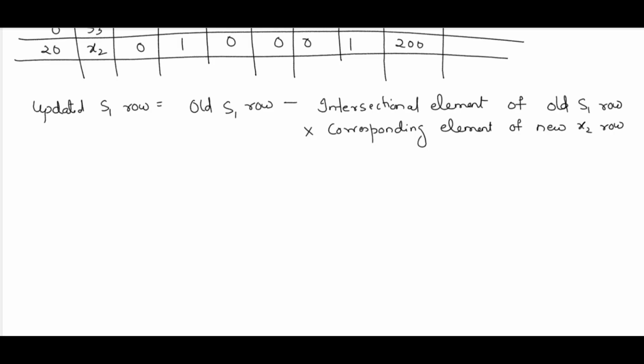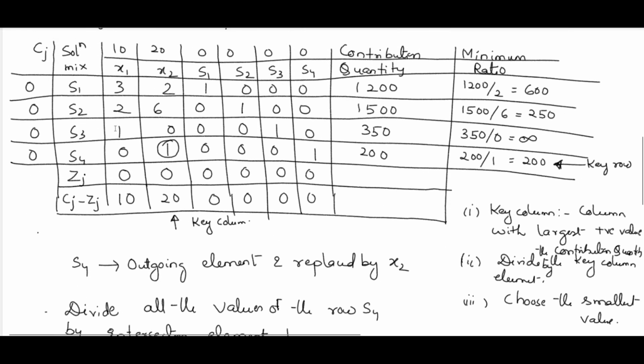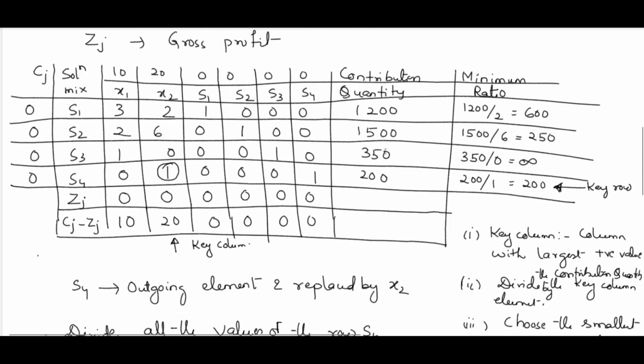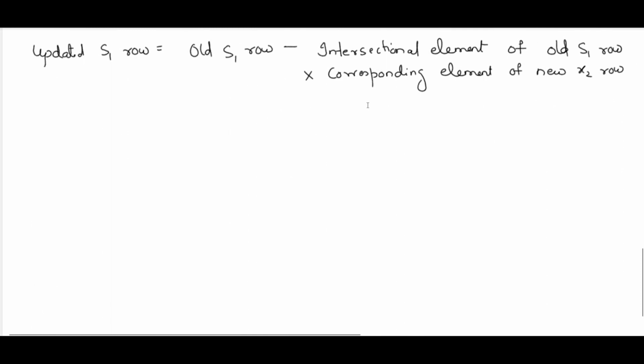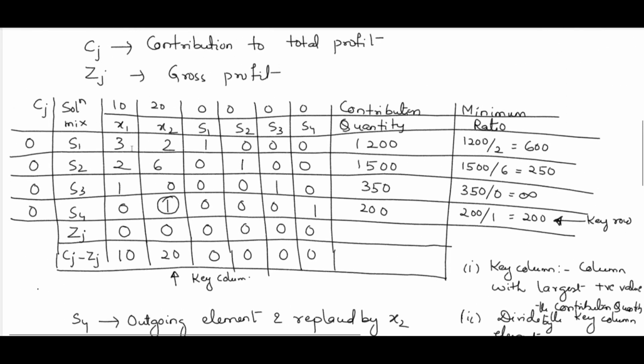So you can see that. What is the value of the old S1 row? We'll put it all at a time. It is 3, 2, 1, 0, 0, 0, 1200. You can do it one by one, and it will solve your problem. These things you can do in your rough work; for your understanding only, I'm writing it down: 3, 2, 1, 0, 0, 0, 1200. So you can see this is the old S1 row.